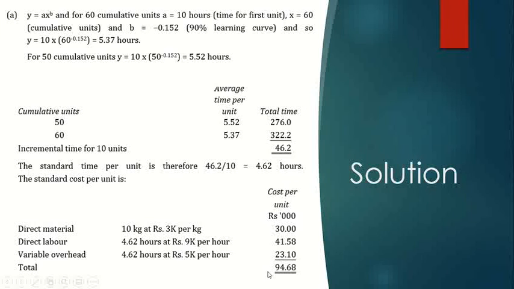94,680 is the average cost per 1 unit in the fourth quarter if learning curve theory applies, which means we can get further improvements.